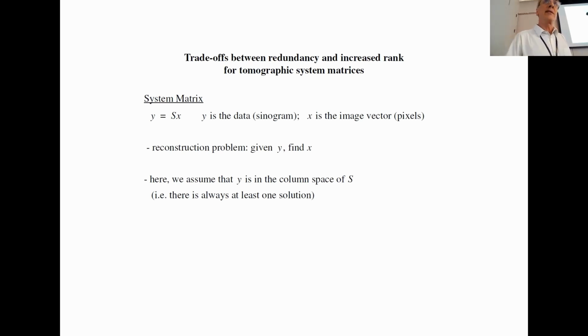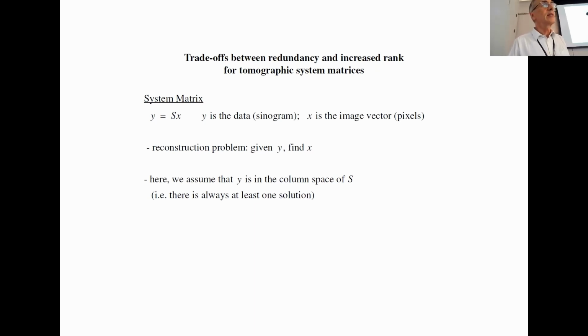I want to avoid all that discussion. We're going to assume for the rest of the talk that there is a solution, that Y really is in the column space of the matrix, in the range of the matrix. I justify that by saying that almost always in tomography, that's not the case. In fact, I'm safe to say always, the measurements you make are not consistent with the model. There's some kind of noise that messes it up.